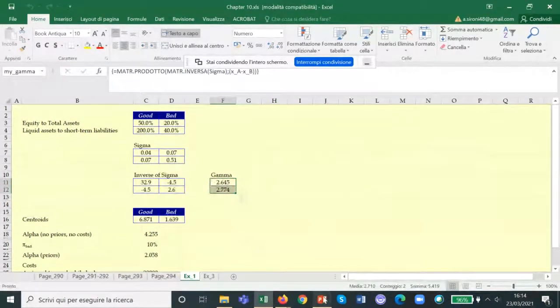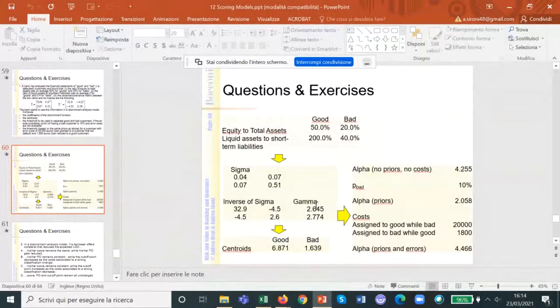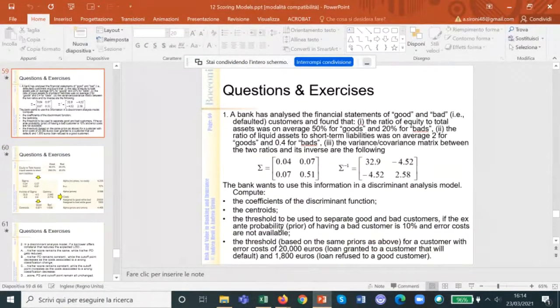Okay. So these are the two weights of the two variables. Then you can apply these two coefficients and compute the mean values for the good and the bad. And these are the centroids that are reported here. These were the two first questions, the coefficients and the centroids. The third question is the threshold to be used to separate good and bad.